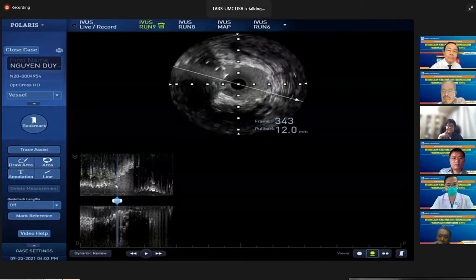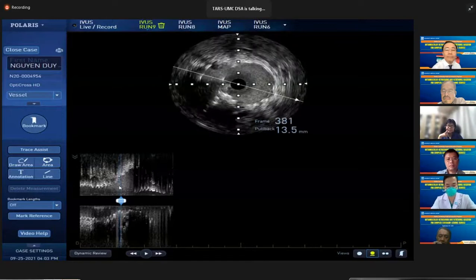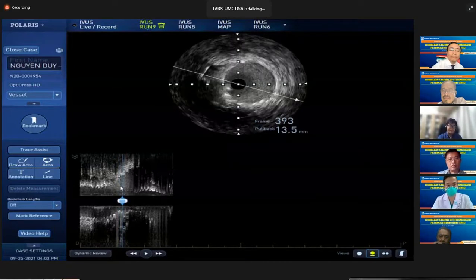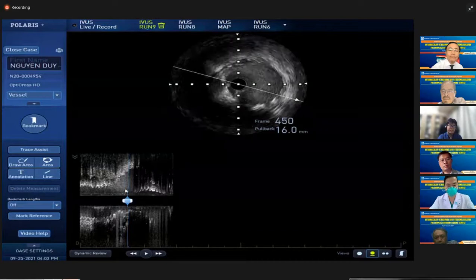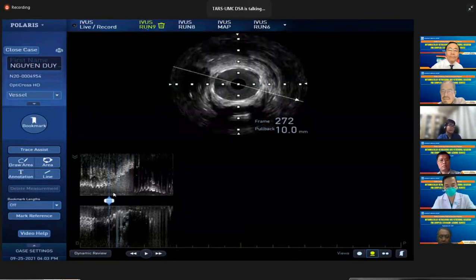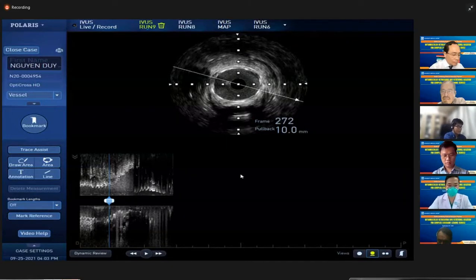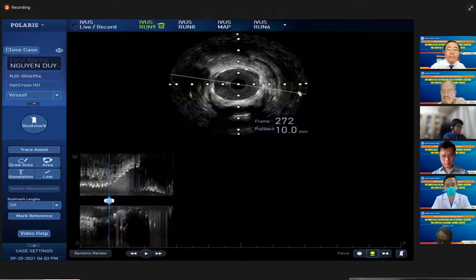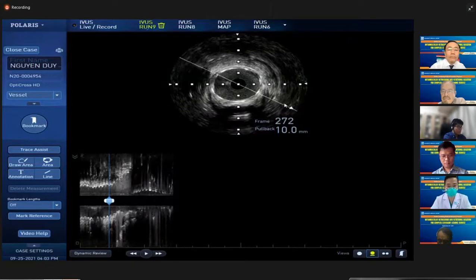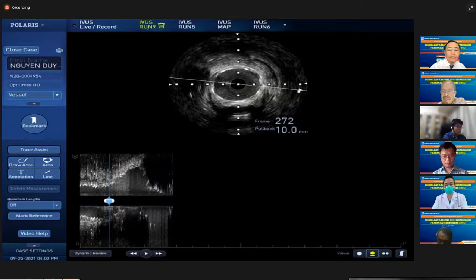Now we use a tour balloon, reduce, but the tour balloon cannot cross the ostium. So now we use a new one to open the third ostium because we have a lot of layer of sand here.